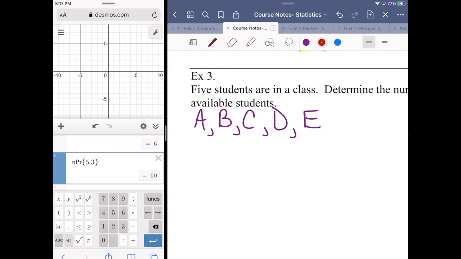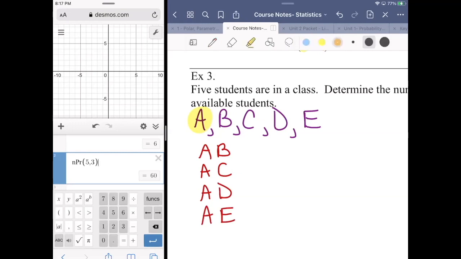Right? So what I would do is I would just go through and identify the unique groupings. So start off with A and say, okay, who can A work with? Well, A can work with B, A can work with C, A can work with D, or A can work with E. A's not going to work with him or herself, so I wouldn't include that.